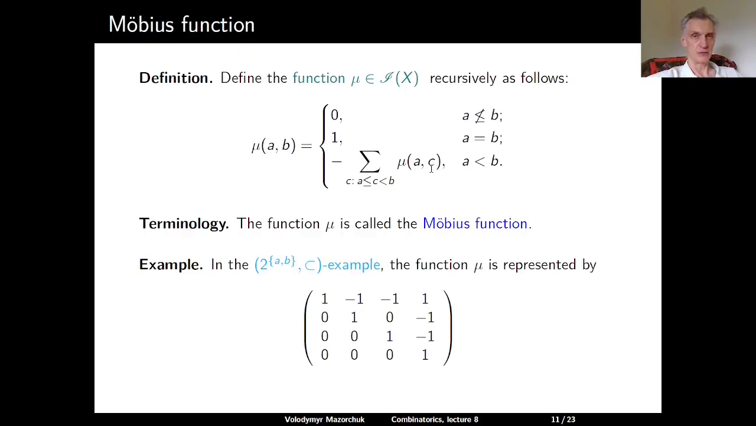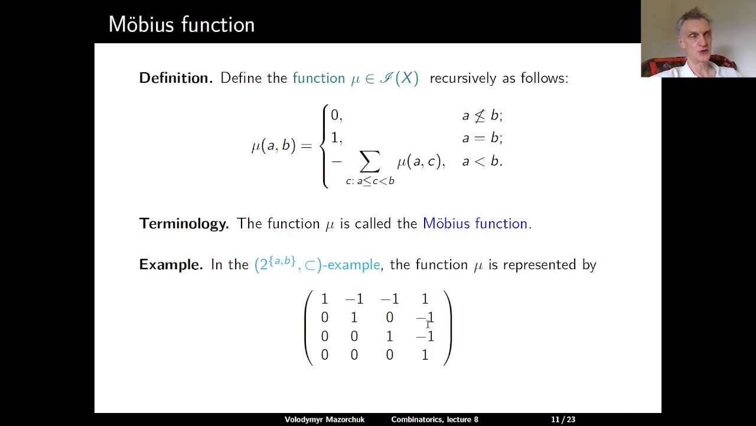So for example, in our running example of the Boolean of the two-element set with respect to inclusions, the Möbius function will be represented by the following matrix. So we have 1, minus 1, minus 1, 1 in the first row, then 0, 1, 0, minus 1, 0, 0, 1, minus 1, 0, 0, 0, 1. So we have this 0 here because it's an element of the incidence algebra. And the zeta function was very similar, but everything was 1.